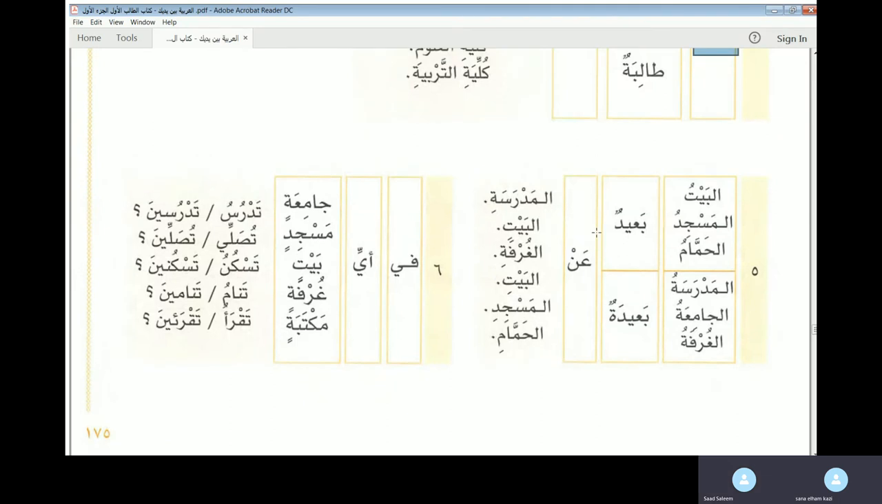Al baytu ba'idun anil madrasati. The house is far from the school. Al masjidu ba'idun anil bayti. The mosque is far from the house. Al hammamu ba'idun anil ghurfati. The bathroom is far from the room. The madrasa is far from the masjid. Al ghurfatu ba'idatun anil hammami. The room is far from the bathroom.